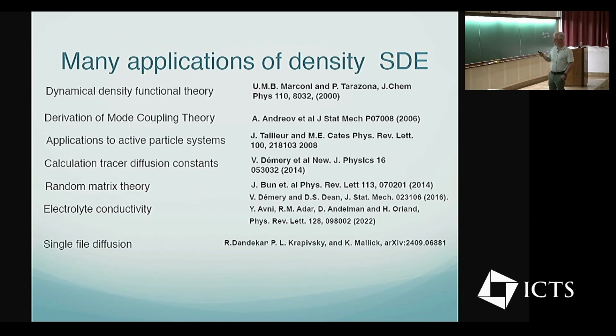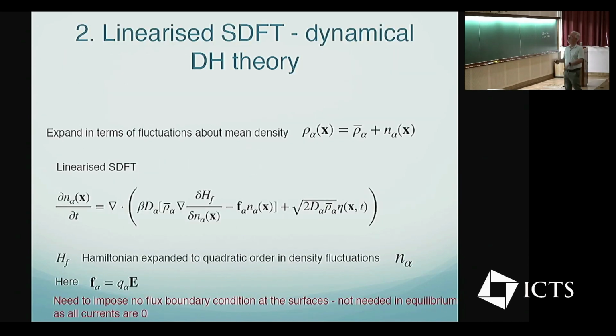And of course, this theory, I have this list when I talk about this. Starting from this, people have developed dynamical density functional theory. You can rederive mode coupling theory, applications to active particle systems, which is perhaps where it is most used, calculate tracer diffusion constants, random matrix theory, electrolyte conductivity, you can revisit and improve the Onsager theory. And then I learned yesterday, single file diffusion, okay?